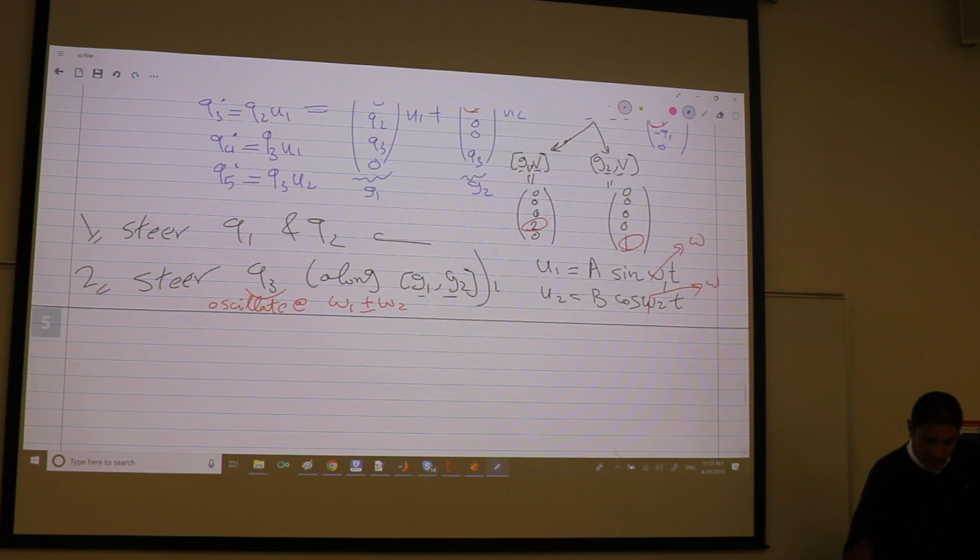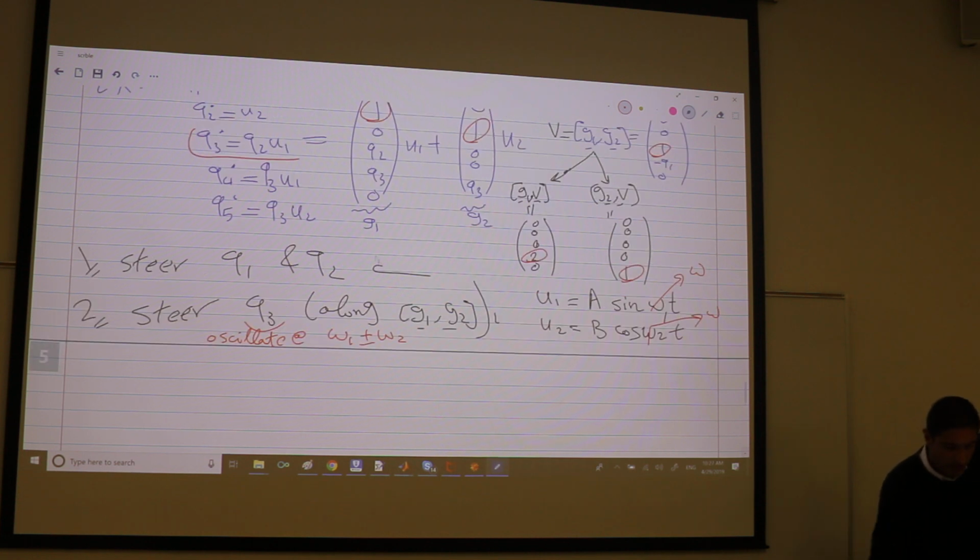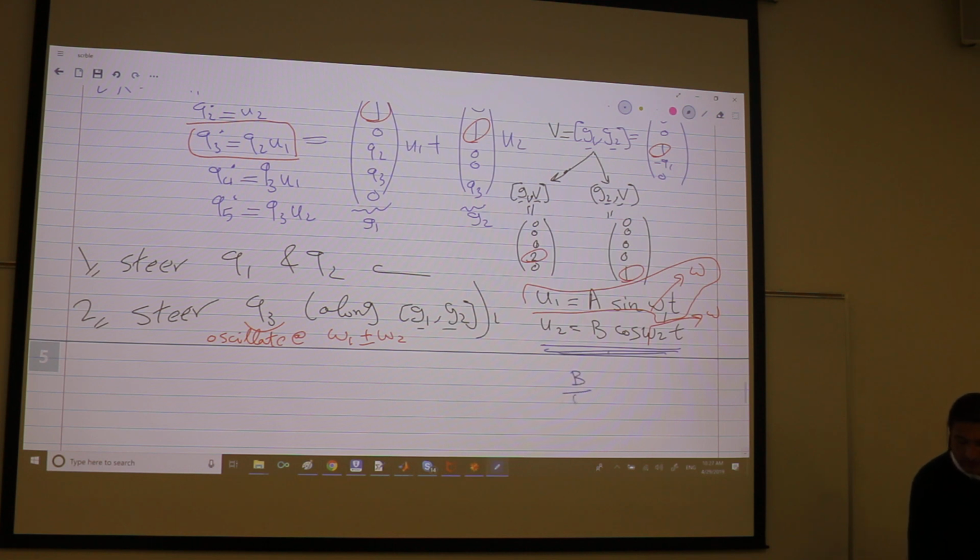Why? I mean, if it's not obvious, let's check it here. It's super easy. Here is Q3. This is your Q3. It comes from Q2 and U1. So here is my U1. Let's get Q2. Q2 is the integral of U2. So here is the integral of U2. Let's integrate this, please. If this is cosine, the integral of cosine is B over omega sine, right?